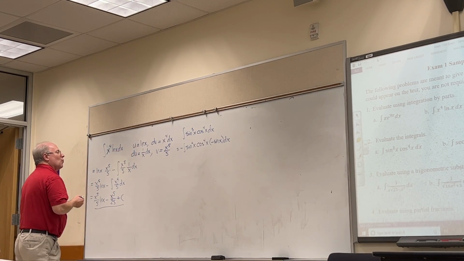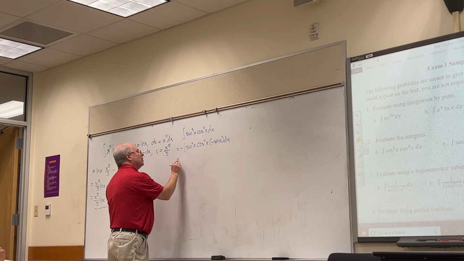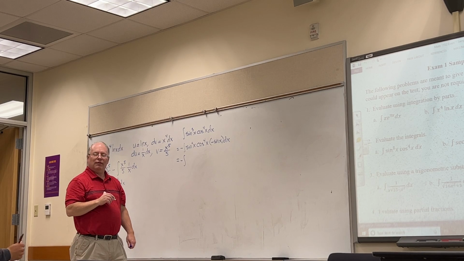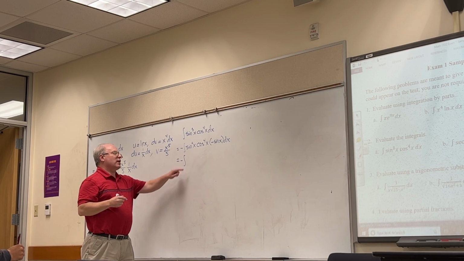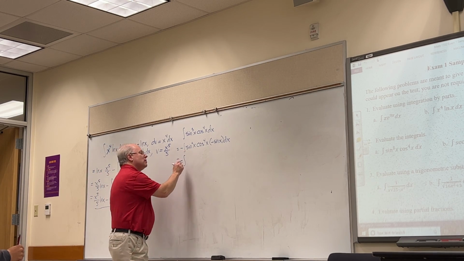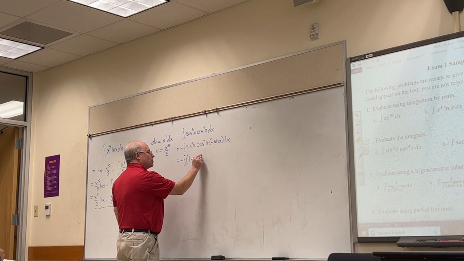All right, so now what do we do? We can change sine squared of x to 1 minus cosine squared of x. Right, we can change the sines to cosines. So sine squared of x is 1 minus cosine squared of x.